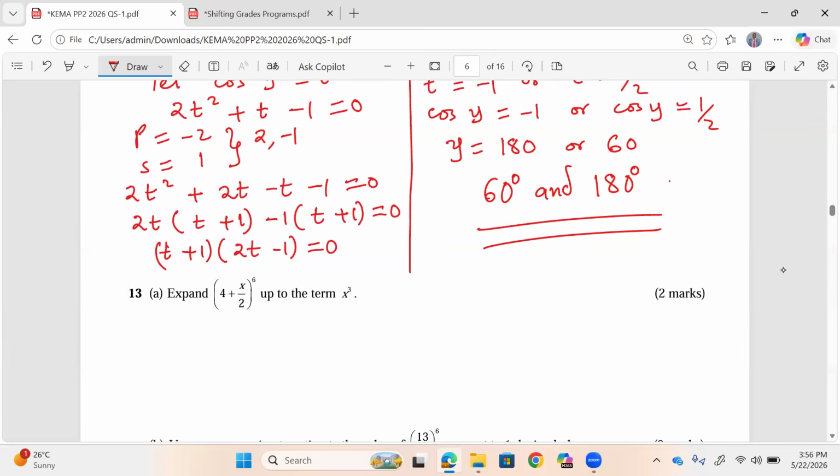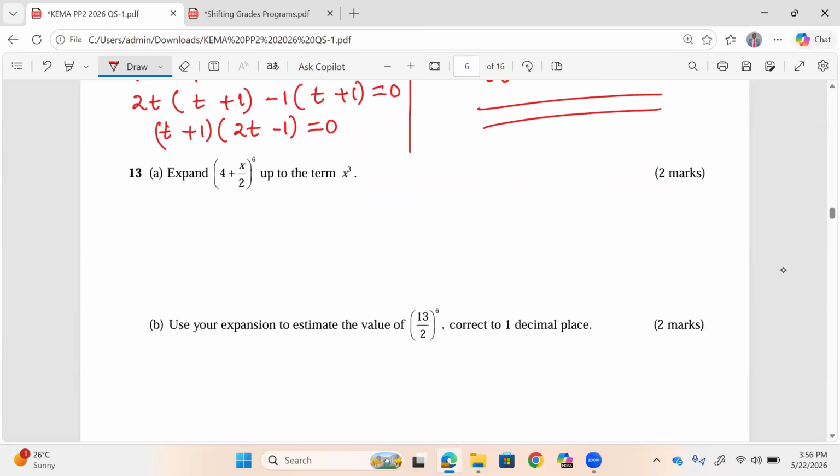Number 13, expand (4 + x/2)^6 up to the term with x^3. We're supposed to know that the powers of x will be increasing while those of 4 decrease. So we can first list our coefficients. Coefficients of power 6, even from your 4-figure tables, shall be 1, 6, 15, then 20, then 15 again, then 6, and 1, like that.